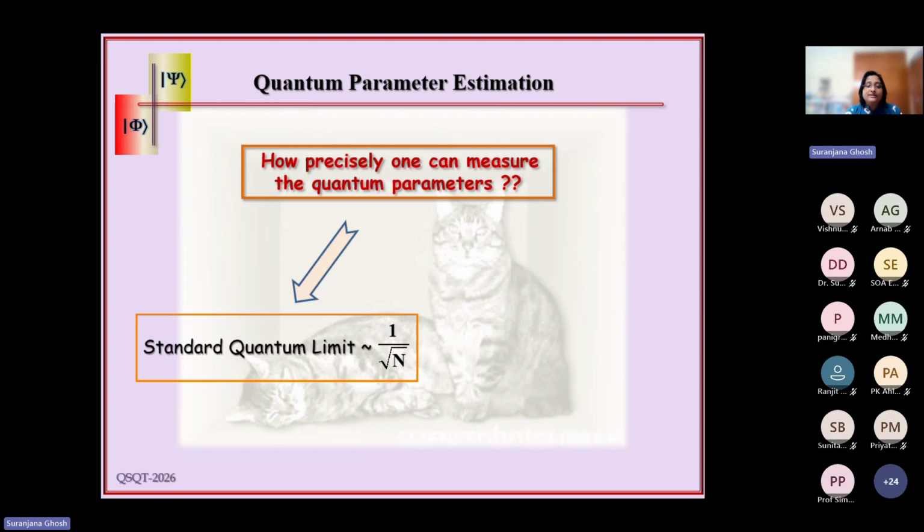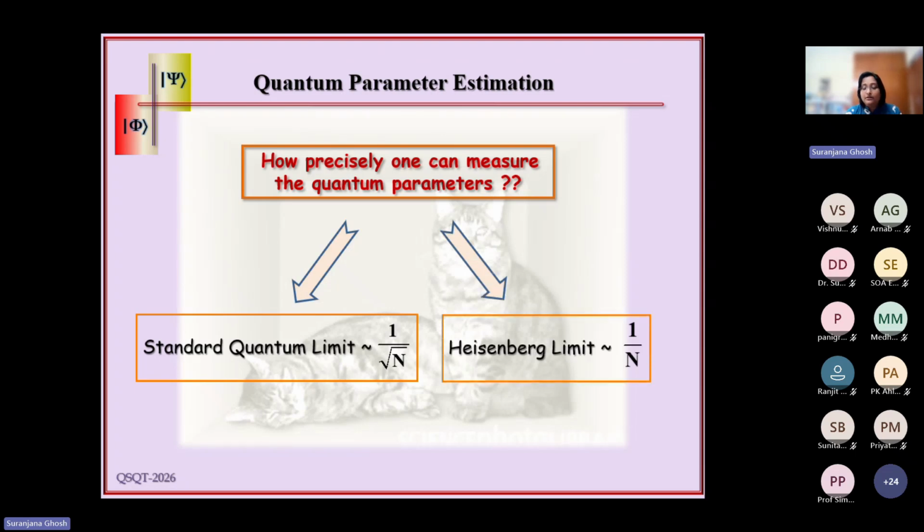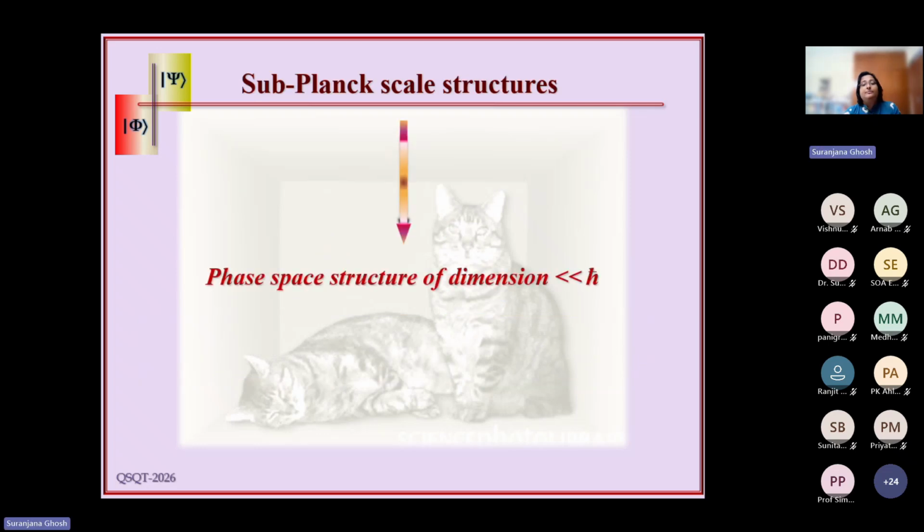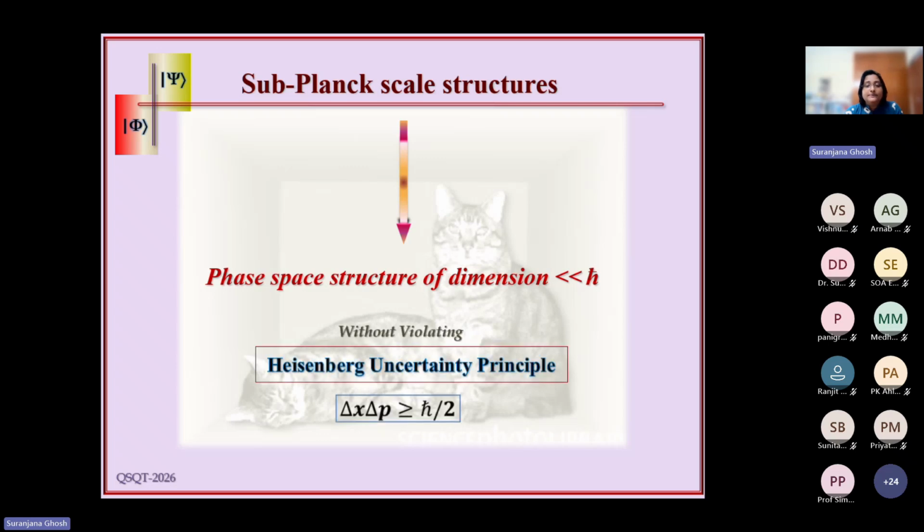Now to beat this limit, one can use some quantum properties. If you use quantum superposition, entanglement, all those, then a root-n enhancement is possible, and that is the Heisenberg limit. So the field of quantum sensing is working to reach this limit. And here these sub-Planck scale structures play a very crucial role. Their dimension is below the Planck scale, and of course this does not violate the Heisenberg uncertainty principle.